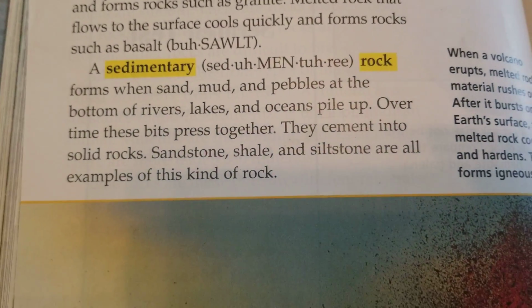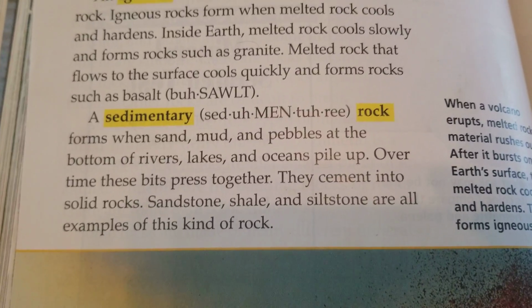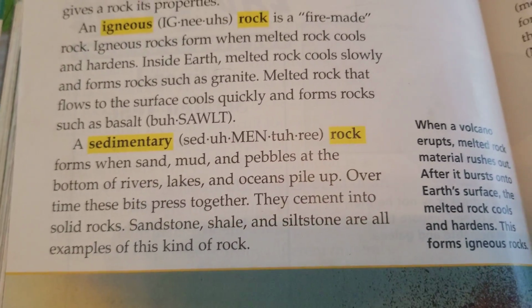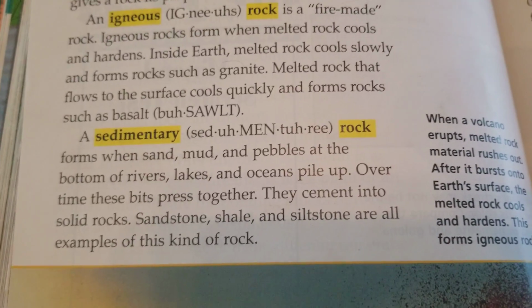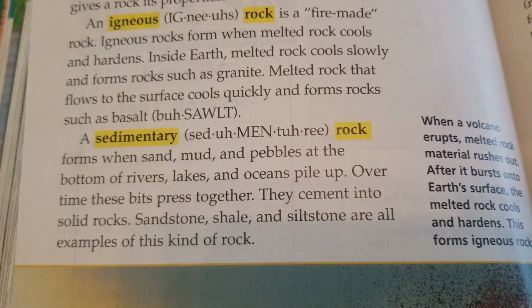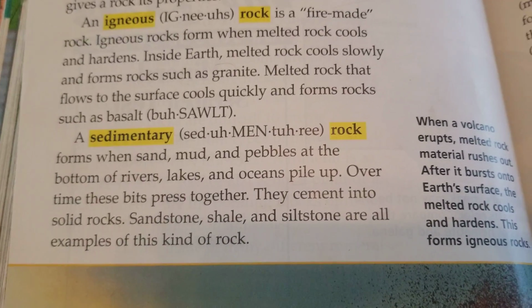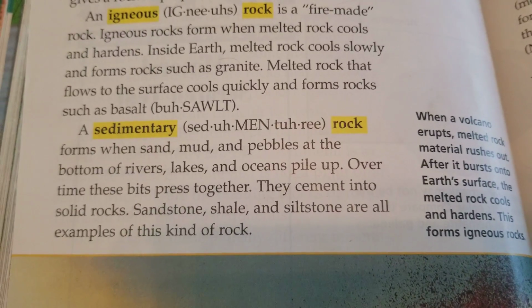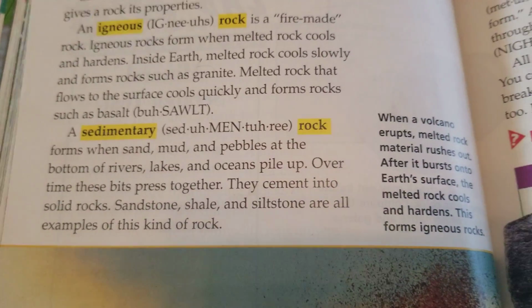A sedimentary rock forms when sand, mud, and pebbles at the bottom of rivers, lakes, and oceans pile up. Over time, these bits press together. They cement into solid rocks. Sandstone, shale, and siltstone are all examples of this kind of rock.